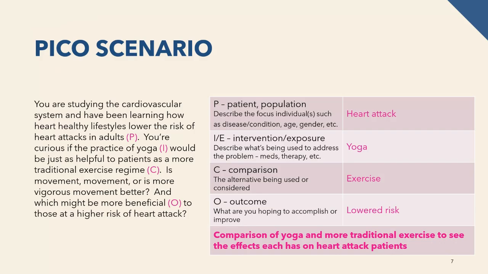What you want to do is try and pick out each part of the acronym and use those terms to formulate a question. So in this case, our patient population are adults at risk for heart attack. The intervention we want to use is yoga, and we're comparing it to a more traditional exercise regime like running, weightlifting, that sort of thing. And the outcome we're looking for is decreased risk of heart attack. And from those terms, we are able to come up with an answerable question. We are looking to compare yoga and more traditional exercise to see the effects of each on heart attack patients.